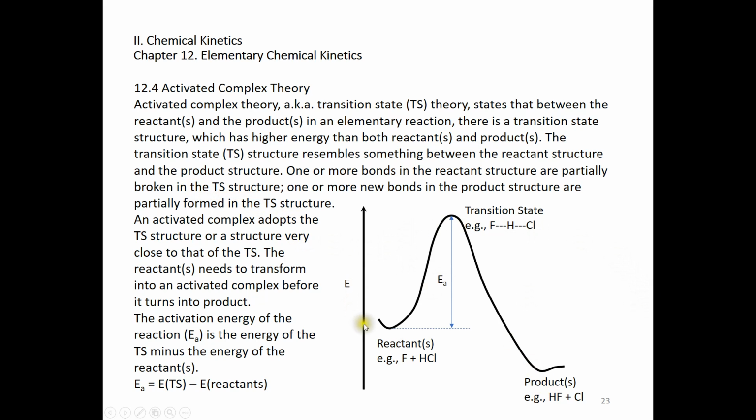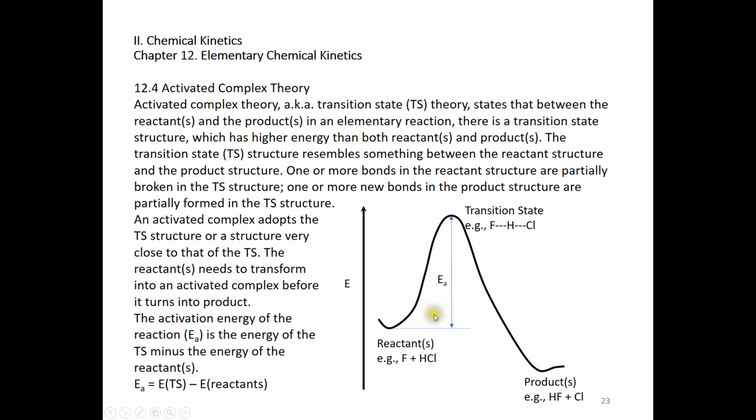Let's look at one example in this reaction. Fluorine reacts with HCl to form a chlorine atom and hydrogen fluoride. And between the reactants and the products, there is a transition state. In the transition state structure, we have a fluorine-hydrogen partial bond. We have a hydrogen-chlorine partial bond.